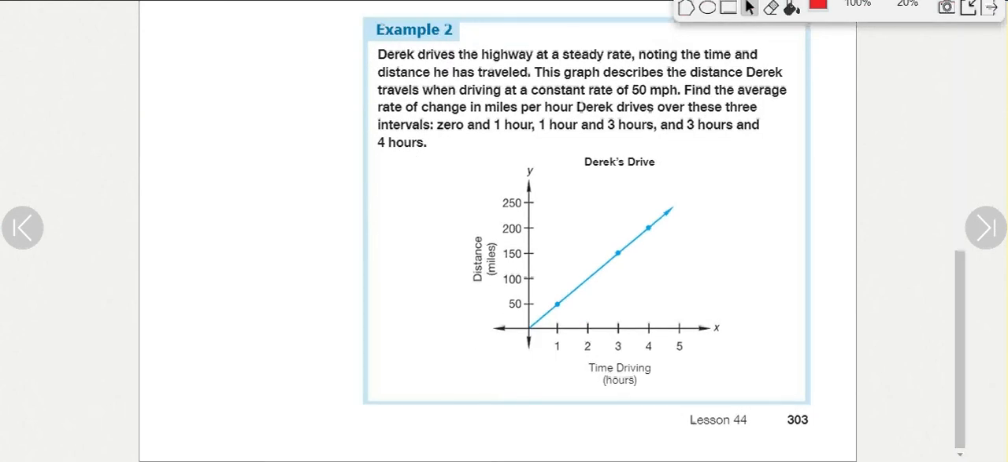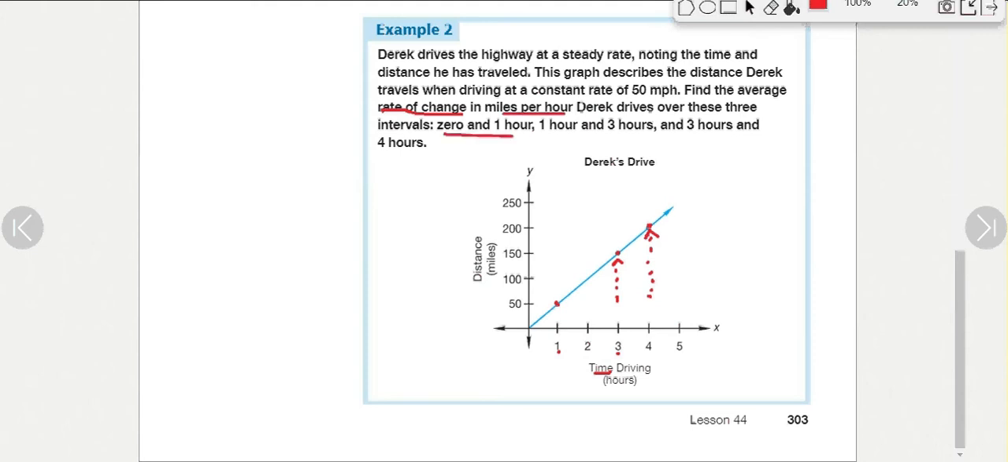All right, rate of change means we're finding slope, basically. And they've got a graph for drive and basically speed, because it's time and distance. And they've even done the nice thing of making the dots. These dots represent different points in time. After 1 hour, after 3 hours, and after, looks like 4 hours. All right. What's the average rate of change, miles per hour, over these 3 intervals?